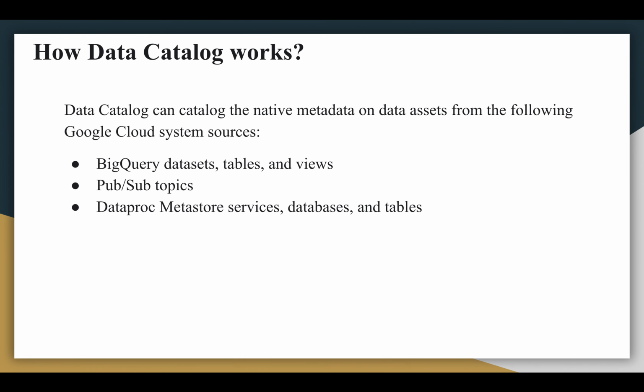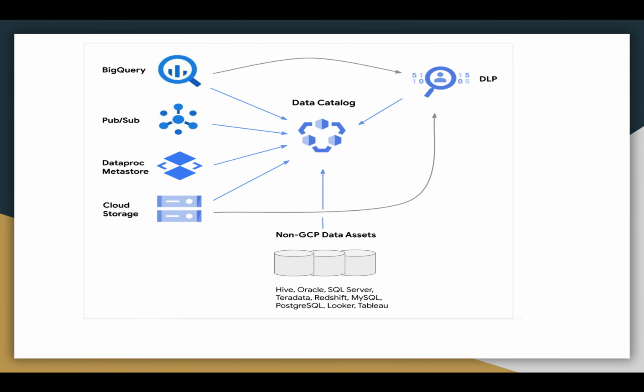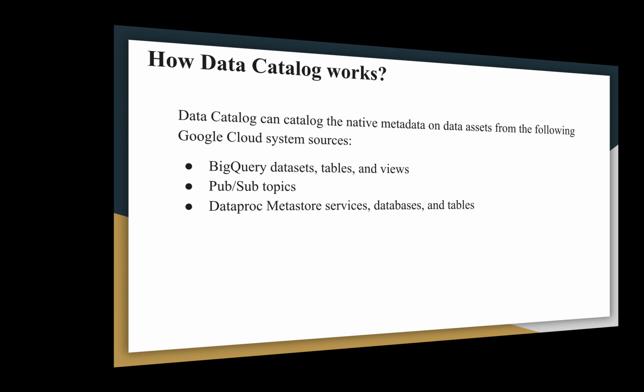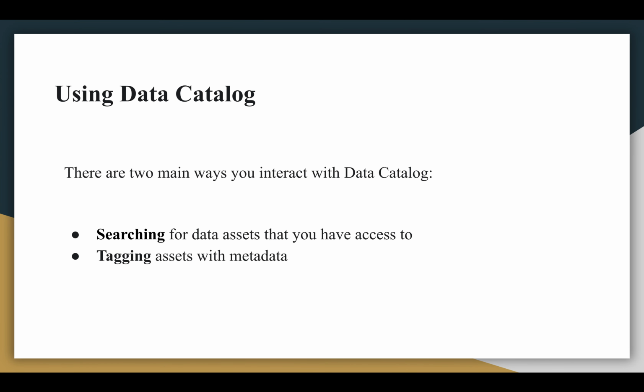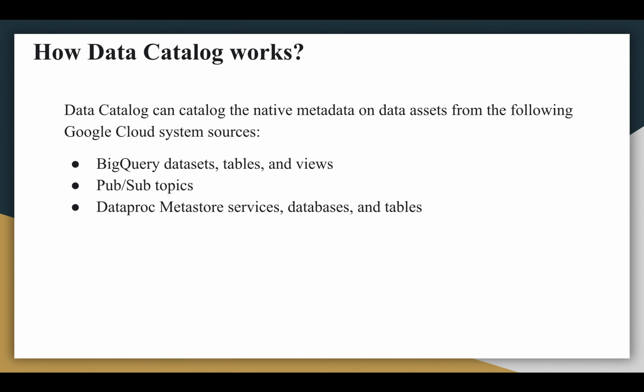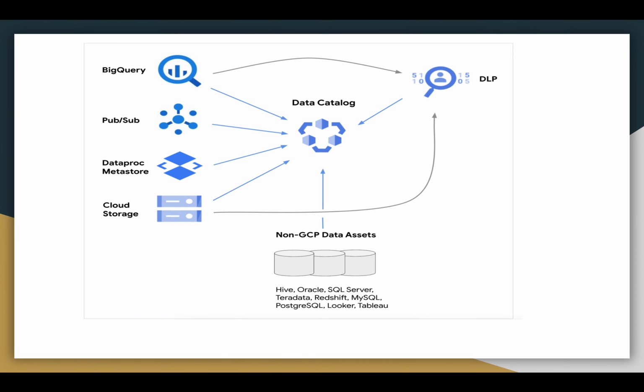Next we are going to see how Data Catalog works. Data Catalog can catalog the native metadata on the data assets from the following Google Cloud sources: BigQuery datasets, tables and views, Pub/Sub topics, Dataproc Metastore services, databases, and tables. We can also use Data Catalog APIs to create and manage entries for custom data resource types. After our data is cataloged, we can add our own metadata to these assets using tags.